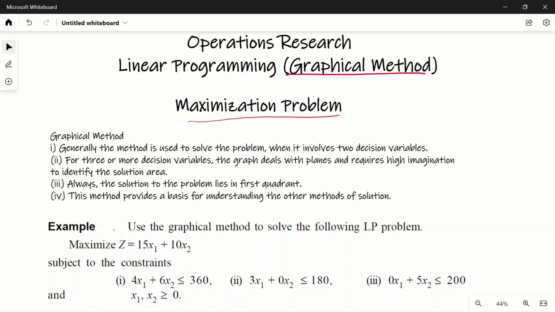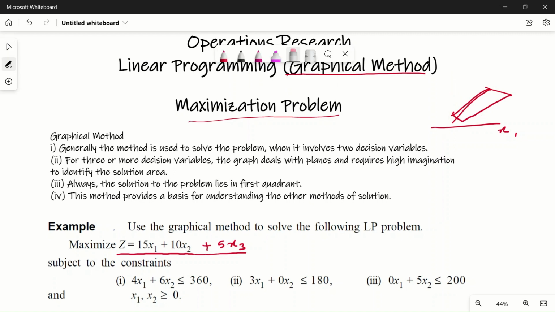So what are the limitations and conditions for the graphical method? Let's read out. Generally, the method is used to solve the problem when it involves two variables. Let's see here, Z is 15x1 plus 10x2. If there was also 5x3, then this becomes an equation in three variables, x1, x2, x3. So the graphical method is not suitable for three variables, because it will involve high imagination and planes. In two variables you have only the x1 axis and x2 axis, or x-axis and y-axis, and you have to deal with lines only. But in three variables you have to deal with planes, so it becomes highly complicated. So it is advised that the graphical method should be used only for two variables. If you have three variables, then you can use the simplex method, which we will study later.